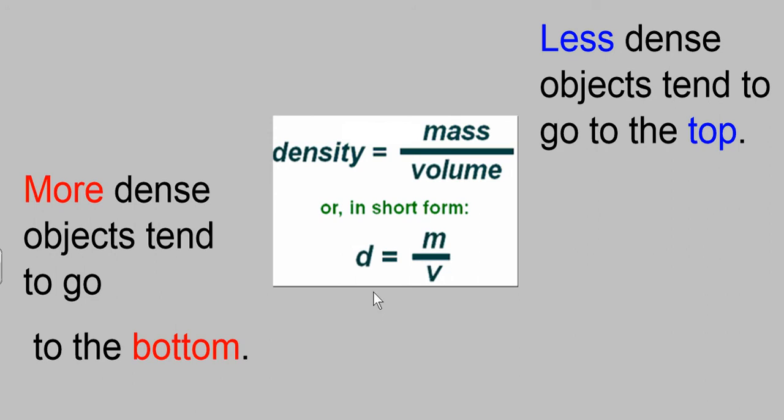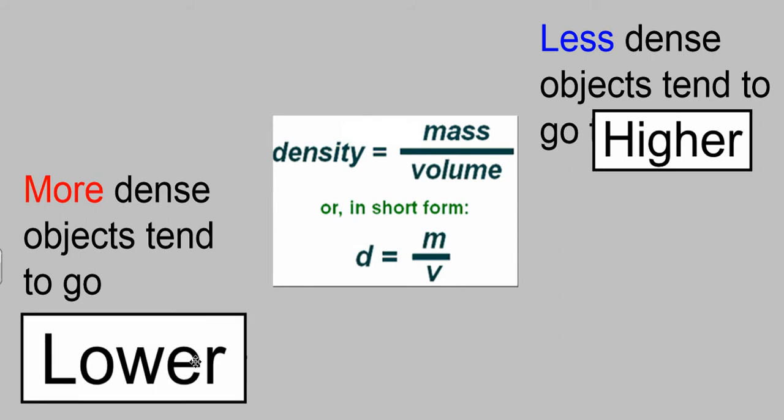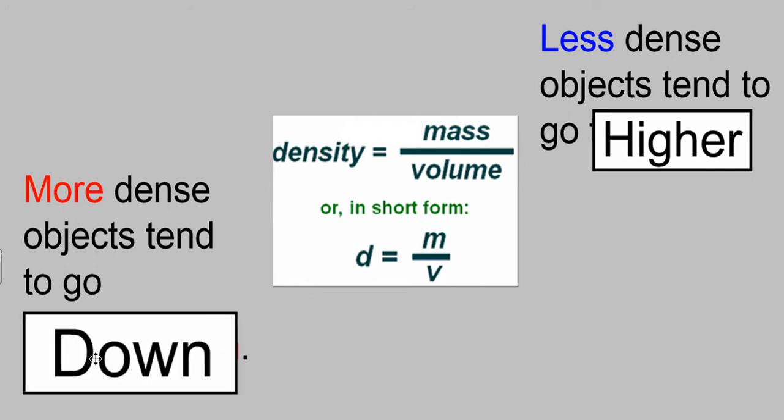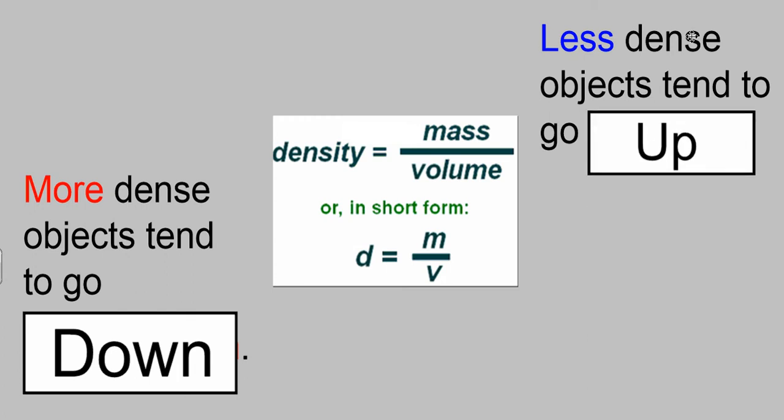The primary concept that we want you to understand is that an object's density would cause less dense objects to tend to go to the top, and more dense objects tend to go to the bottom. Now, if we look at top and bottom, we also need to know that we can substitute higher and lower. Or, instead of saying more dense objects tend to go lower, we can also put in down. The same thing happens over here. We could put in up, where less dense objects tend to go up.